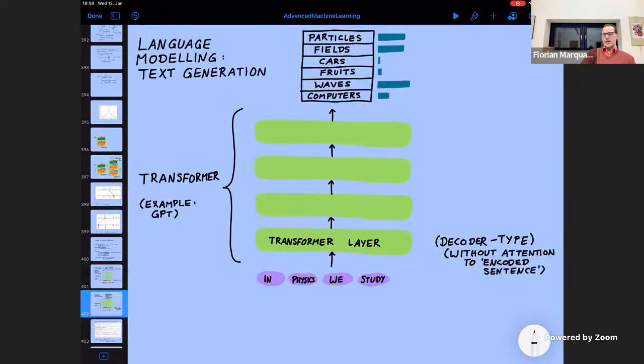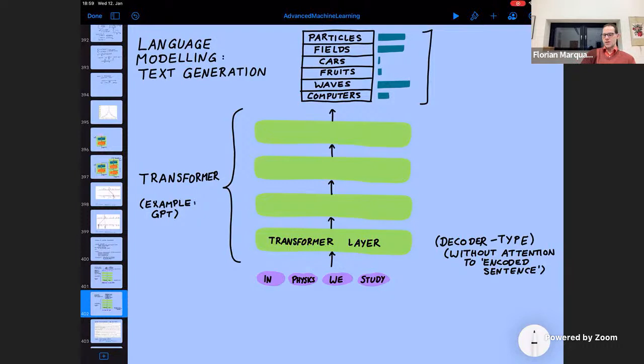And that can be done simply by training on language modeling, so text generation. Suppose you have a transformer that is structured a little bit like the decoder type transformer, that is, it has self-attention, it has masked self-attention, and its purpose in life is to predict the probability of the next word. For example, here, the sentence that is being fed in says, "In physics, we study," and then the output of this big model after training would be a list of the probabilities of different words.